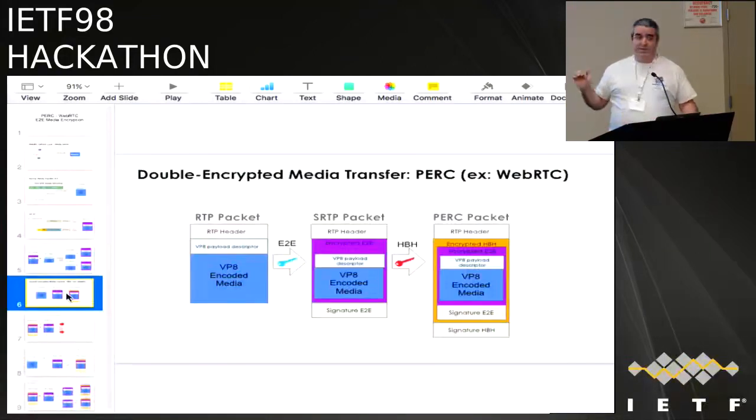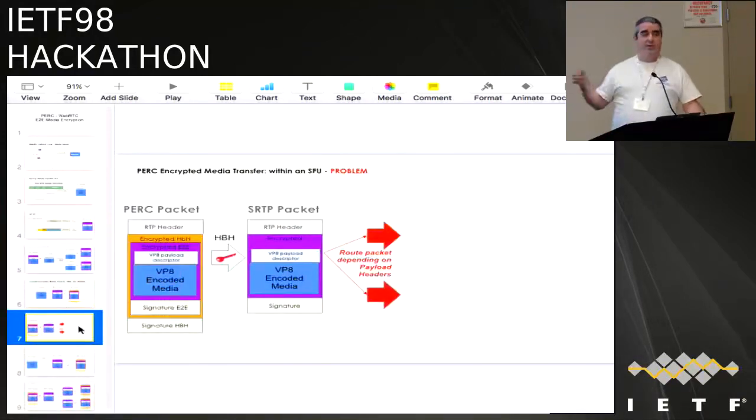Now, if you had a PERC packet, you do that encryption twice. So you end up with something like that. You have an end-to-end key that the media server doesn't have access to, and you have a hop-by-hop key the media server has access to. So on the media server, when you decrypt, the problem is since there's two encryptions, you don't have access to the information you need to be able to route the packet. So most of the PERC draft right now deals with what is the minimum set of information we need to bring from the encrypted part to the unencrypted part to be able to route the packet and have the media server do its work correctly.